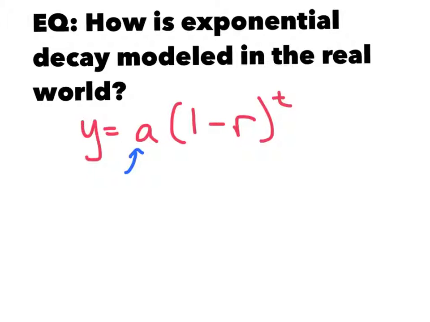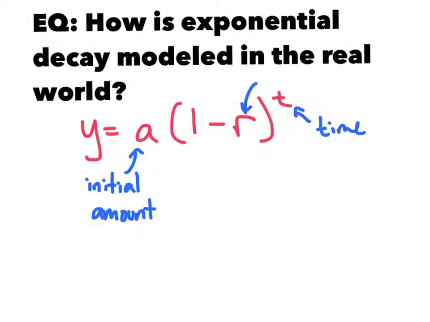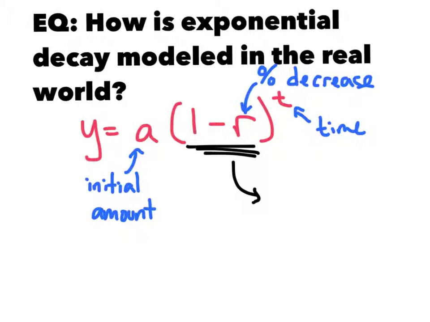A is still the initial amount. T is still time. R is going to be our percent decrease. And then this 1 minus r, all of this together, this is your decay factor.